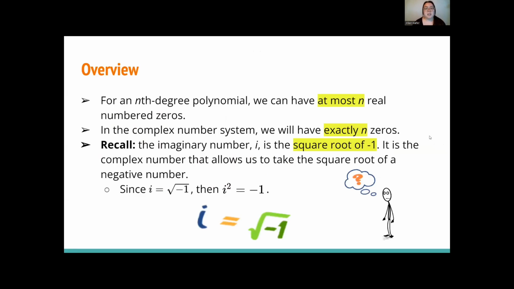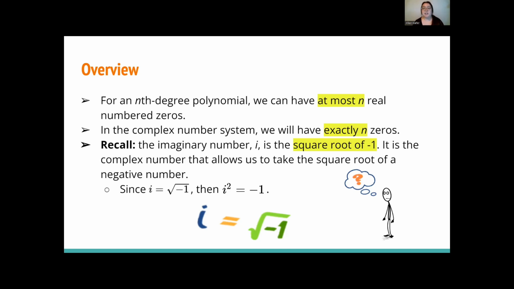What we didn't explicitly state in our last section, but we have said before, was that for an nth degree polynomial, you can have at most n real numbered zeros. So for a polynomial of degree 4, meaning that the leading term would be x to the power of 4, you can have at most 4 real numbered zeros. But we don't always see that happen. A lot of the time we can have maybe just 2 or maybe even just 1 because the other numbers aren't real numbers. That's where this section is going to come in.